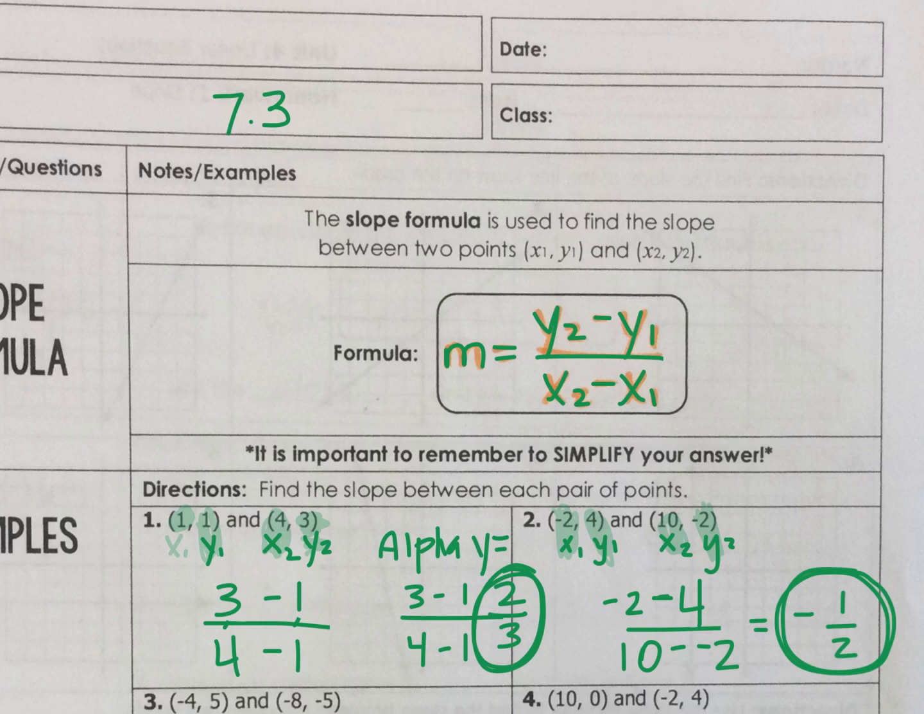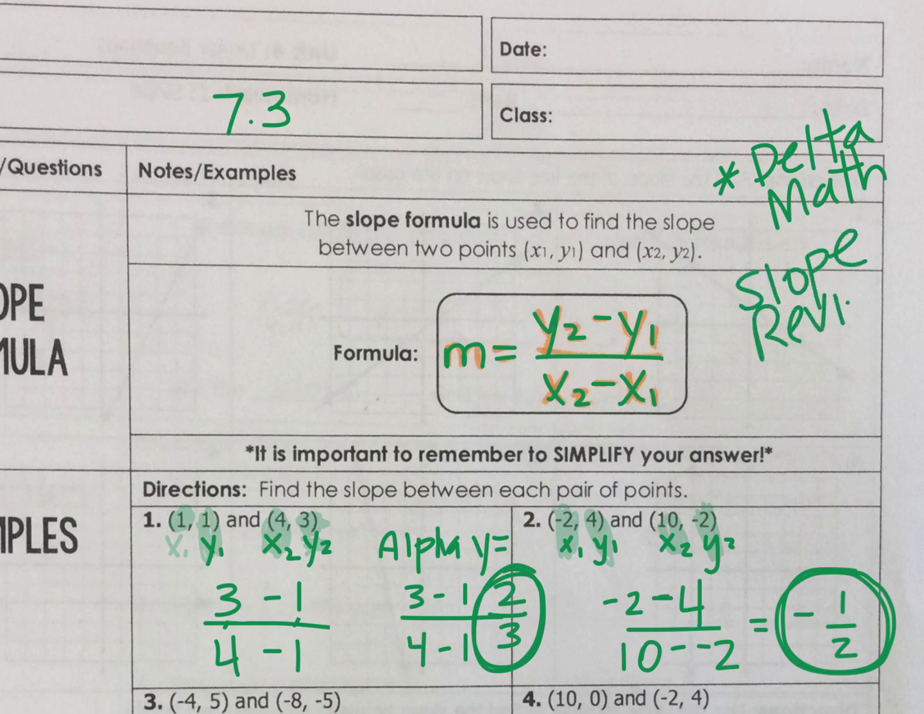So we can find slope from a graph. We can find slope from coordinates. I need you to do the delta math, and it is called Slope Review Day 1. So take your notes and then do that delta math and then let me know, and I will put a grade in for you. Thank you.